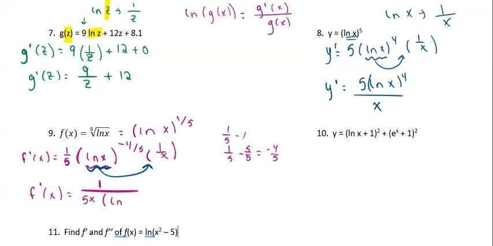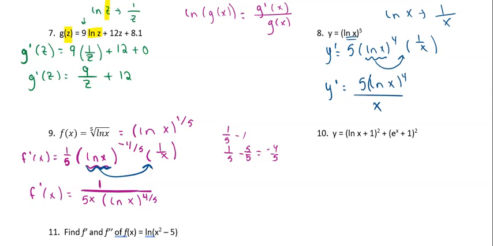I would rather personally have the fraction as our exponent, but it would not be wrong if you switched it into the radical form so that you had the 4 and then the 5th root. Either way is fine. Let's try number 10.